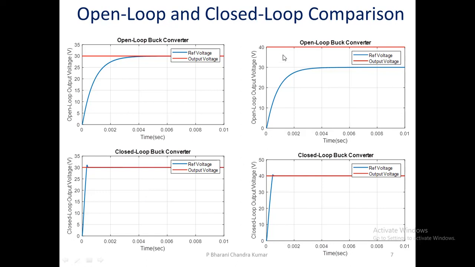However, there is no such option where I can change it. Now the reference value has been changed to 40. You can see that, 40. So when I change it to 40, my closed loop is able to track this and achieve the desired output, but it is not possible in the case of the open loop.